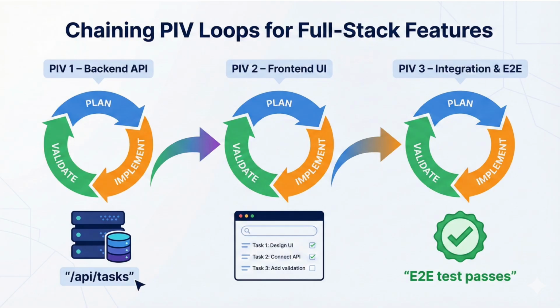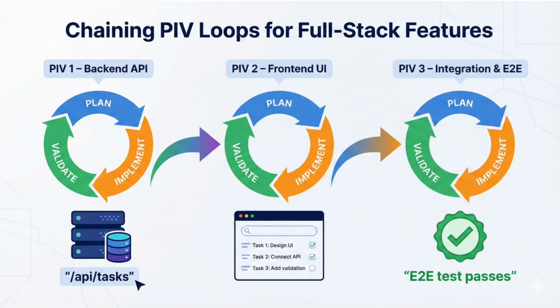From this point on in the series, we're going to treat the PIV loop as our basic unit of work. In the Backend Foundations module, we'll run backend-focused PIVs: adding endpoints, wiring database models, enhancing logging. In the Front-End Foundations module, we'll run front-end-focused PIVs: building components, hooks, data fetching, error handling. Later, we'll chain PIVs together to build full-stack features, and eventually to drive agentic workflows on top of this stack.